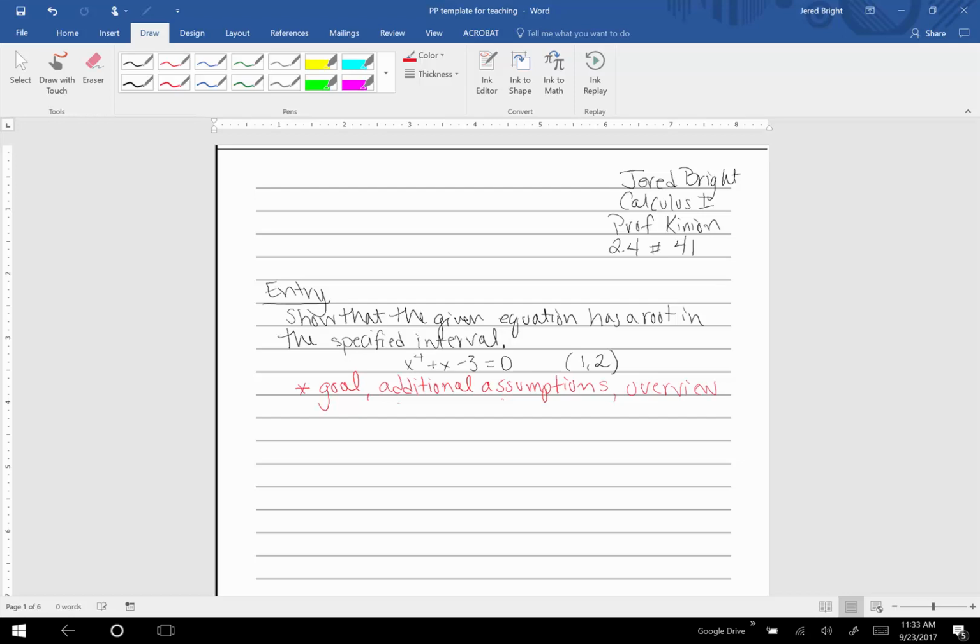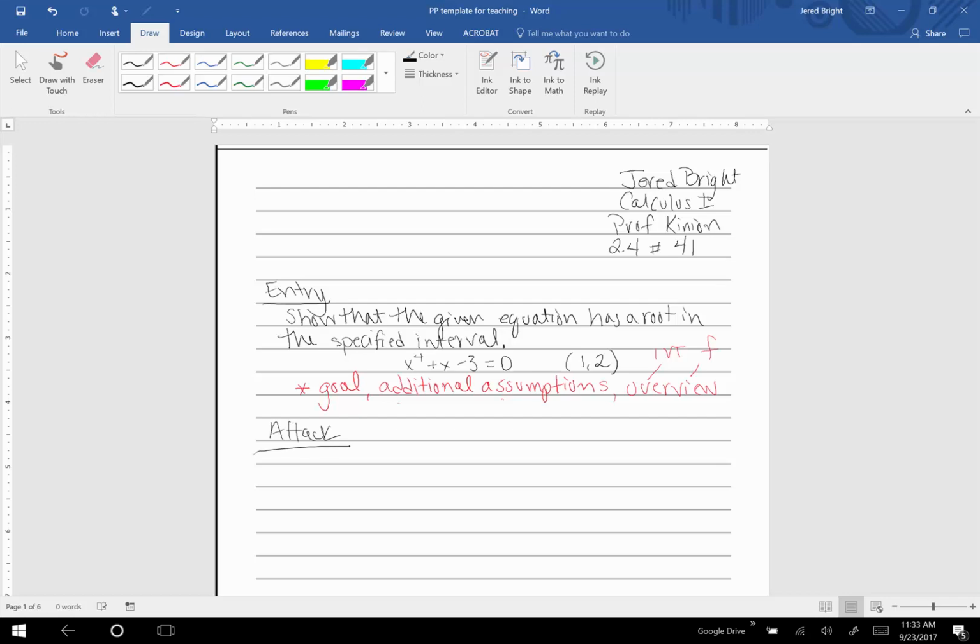The process to be used. So maybe here you mention the IVT, the intermediate value theorem, maybe you need to create a function f, etc. But I am going to jump right down to the attack, and in the attack, this is again where we start problem solving.